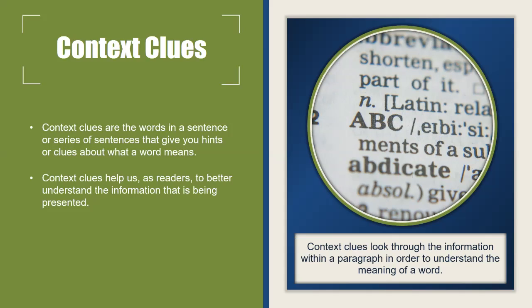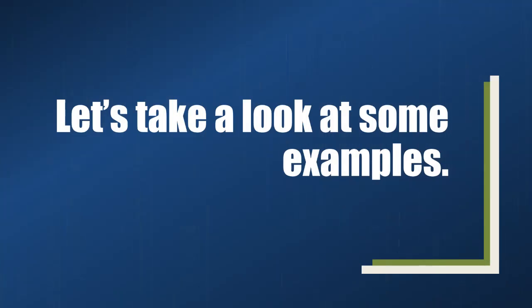And they look through the information within a paragraph in order to understand the meaning of a word. We're going to look at some examples. I know those are three kind of very similar meanings and definitions, but again, whatever way works best for you to remember, it's the clues within a sentence or a series of words that really help us to understand the meaning of a word that we don't yet know. Let's take a look at some examples, because sometimes it's best to understand by looking at examples.